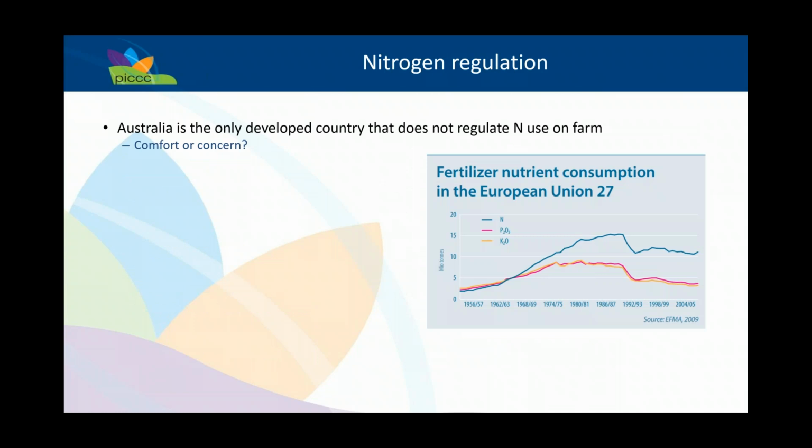And then finally, probably a note to end on is nitrogen regulation. I often get asked this question: how long can we keep doing what we're doing? And we know that Australia is the only developed country in the world that still doesn't have formal regulations on nitrogen fertilizer use on farm. Do we take comfort out of that or concern? We know that there is legislation being prepared in Queensland for the sugar industry and the Barrier Reef. And there are discussions in the dairy industry in Victoria about regulation at some stage.